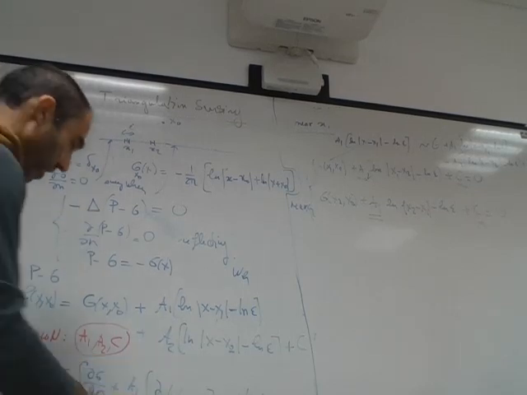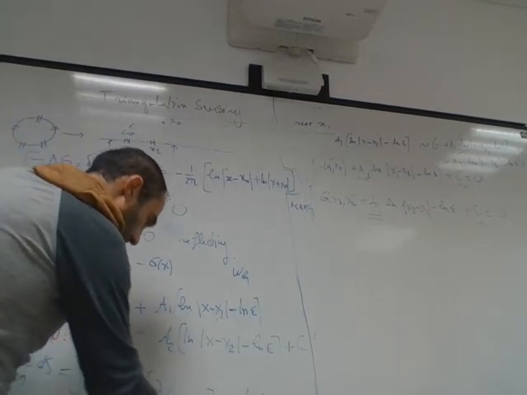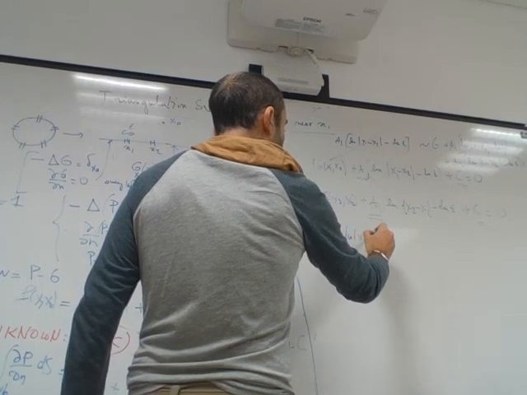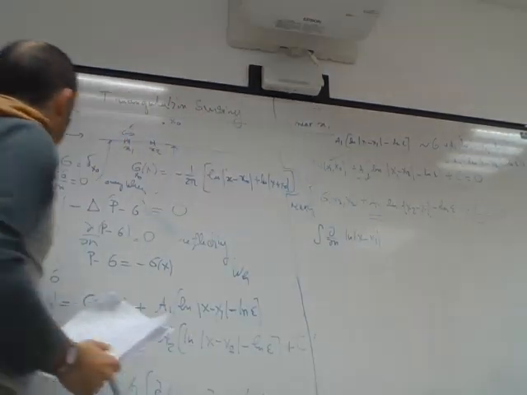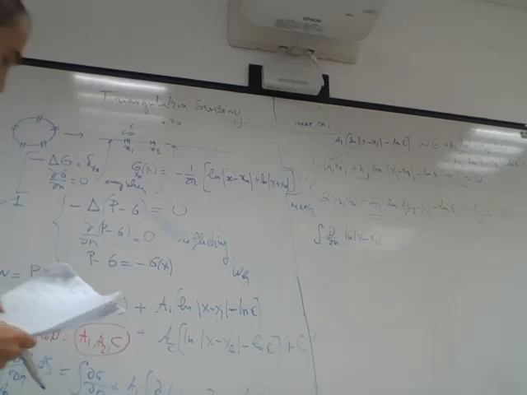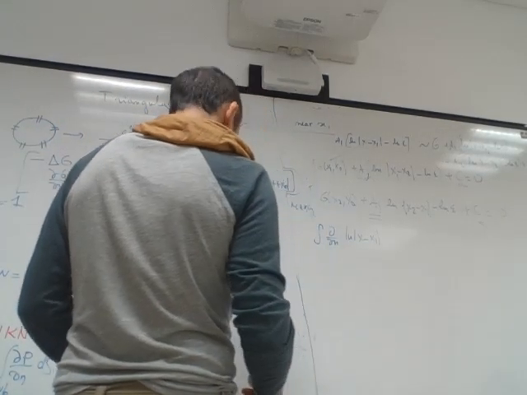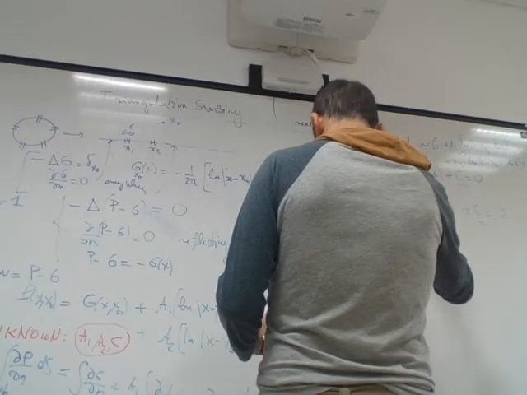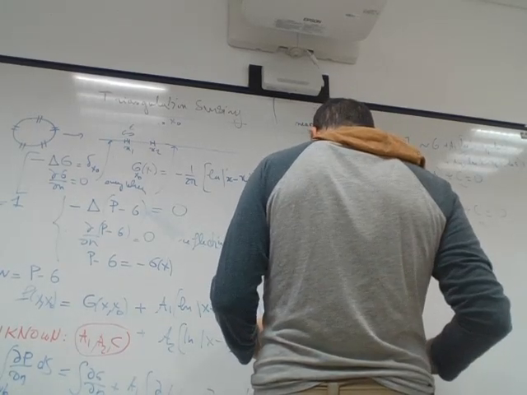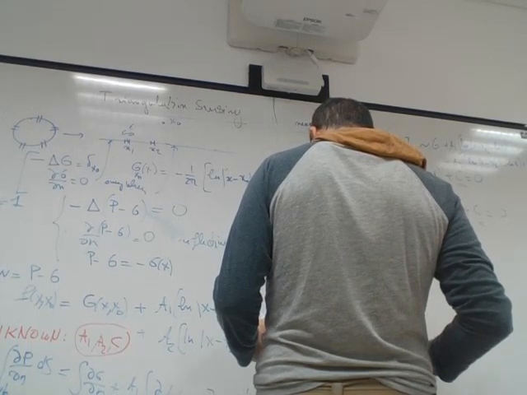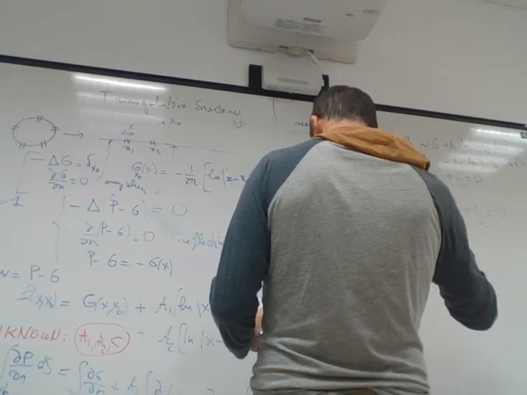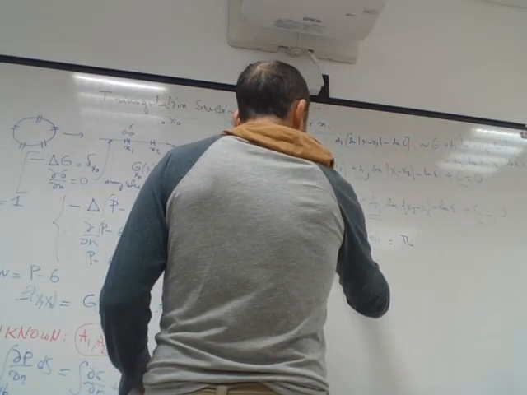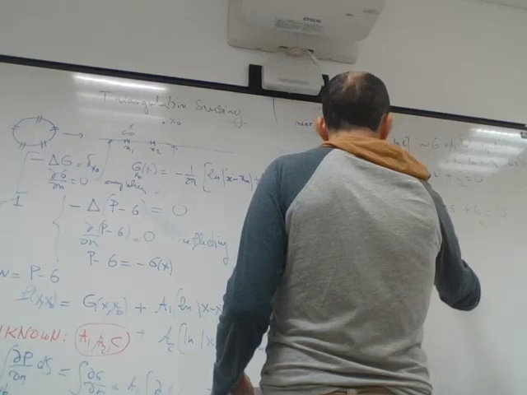What you can show, I'm not going to do the calculation, is this integral here, the integration of d/dn of log of x minus x1, this equals pi. Sorry, no, this is correct. So if I have A1, I multiply this by epsilon, I have pi A1.